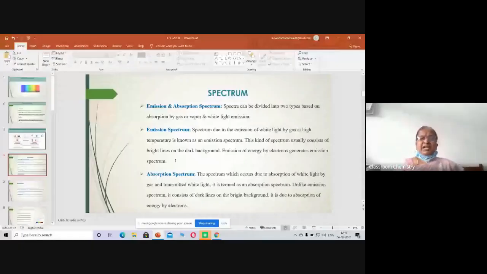मग इमिशन स्पेक्ट्रम मध्ये ट्रान्झिशन कोणत्या एनर्जी लेवल मधून होईल, हायर का लोअर? हायर एनर्जी लेवल मधून लोअर एनर्जी लेवल मध्ये जेव्हा ट्रान्झिशन होईल तेव्हा there is the emission of light and we got the emission spectrum. That emission spectrum consists of the bright lines on the dark background. Whereas absorption spectrum occurs due to the absorption of light, it consists of the dark lines on the bright background. It is due to the absorption of energy by electrons.